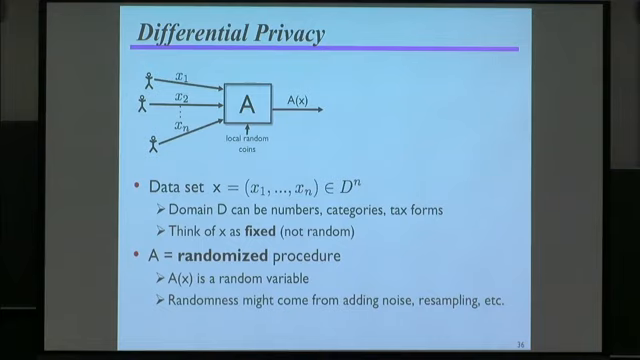We will rely on randomness, but that randomness will come from the procedure that analyzes the data. Okay, so for every fixed data set, the output of this procedure is a random variable. And that randomness might come from adding noise. It might come from subsampling within the data or other kinds of more sophisticated procedures. But when we talk about probabilities, we're taking probabilities over the choices made by the algorithm, not over the data.